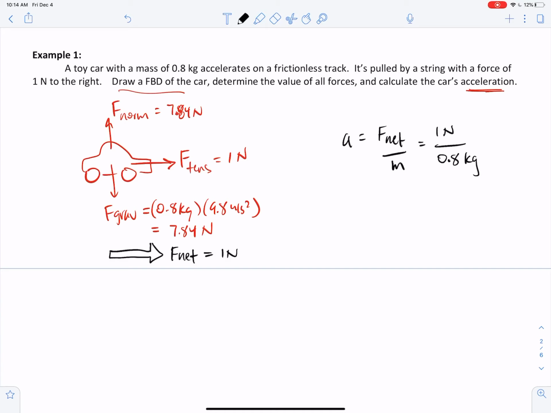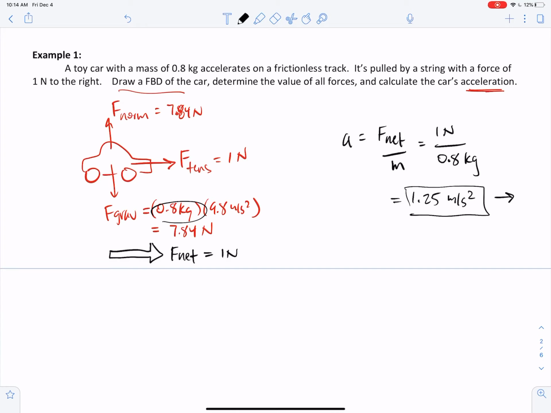So be careful. A lot of students will just throw this in, right? They'll say, oh, the force of gravity. But Newton's law is looking at the mass. So we're focusing here. And then calculating that out, I get 1.25 meters per second squared. And then that has a specific direction. The direction will always be the same as the direction of the net force. So that's going to be to the right. The car will accelerate to the right.